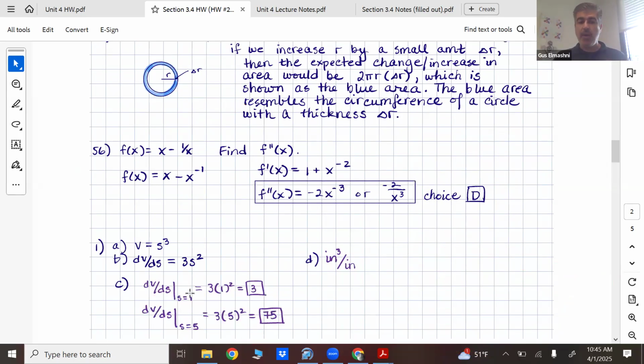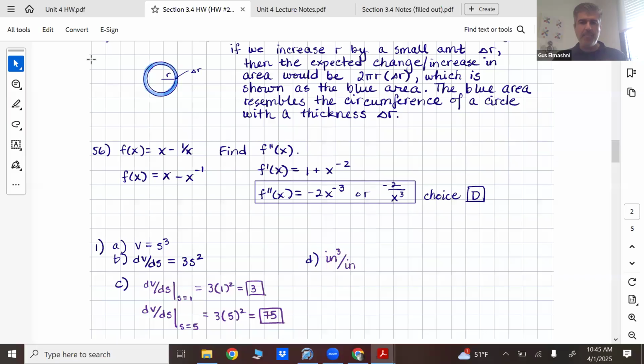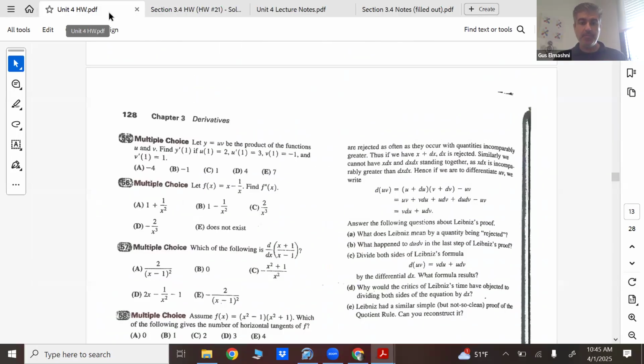For 56, just do the derivative twice. Once and twice. There you go. Not hard. Looks like that's a multiple choice question. Yep, that's super easy. And then D. I got D.